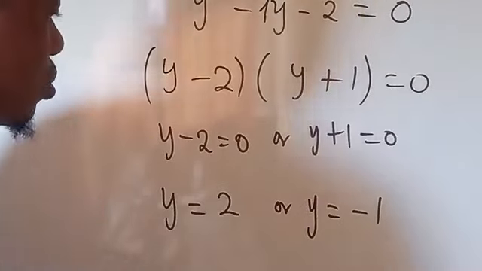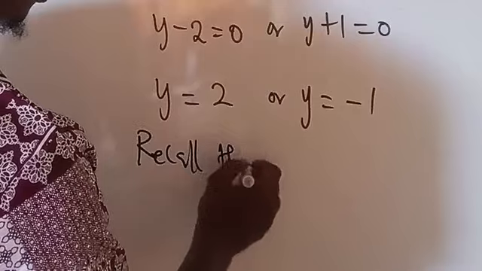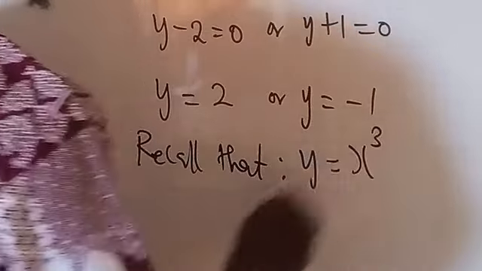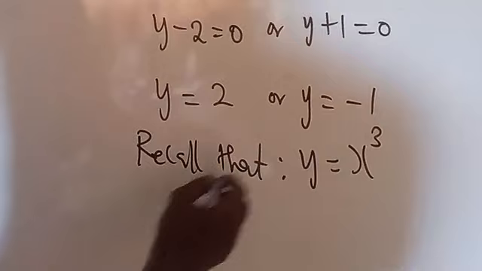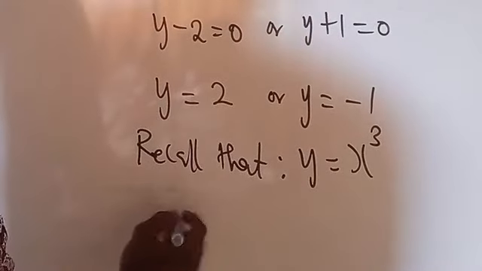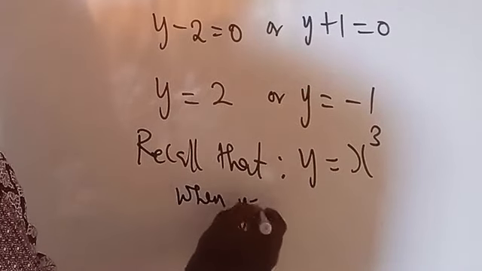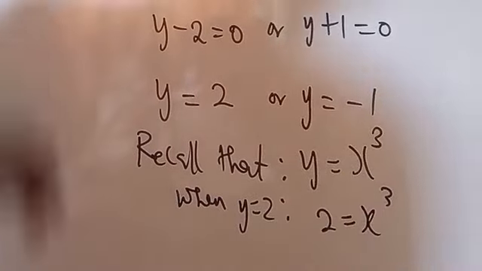So that's what we did. You need to recall now that from here y equals x to the power of 3. So it means that when y equals 2, we're going to have 2 equals x to the power of 3, isn't it?